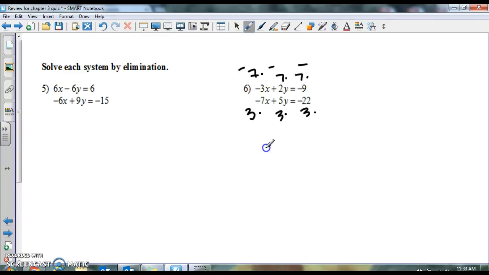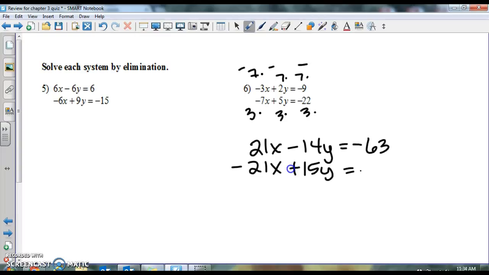So negative 7 times negative 3 is a positive 21x. Negative 7 times 2y is negative 14y. 7 times negative 9 is a negative 63. On the bottom, I multiply by just 3, and I get negative 21x plus 15y equals a negative 66. Oh, wait, go back. Negative 7 times negative 9 is a positive 63. Whoops. That should be a positive 63.